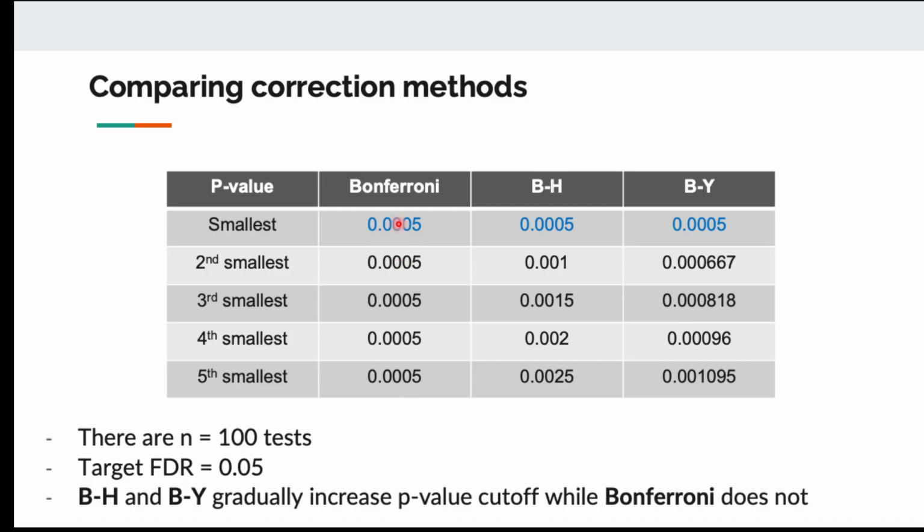So Bonferroni has the least power because the cutoffs are so low. For Benjamini-Yekutieli, the cutoffs are slightly higher than Bonferroni. For Benjamini-Hochberg, the cutoffs are even higher. So you have more genes that pass.